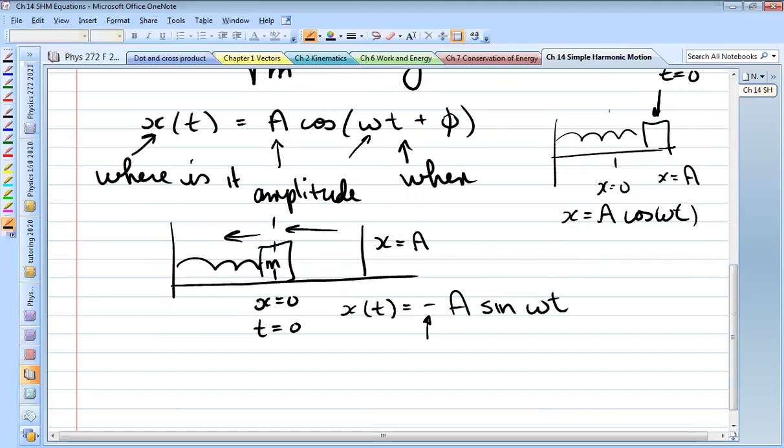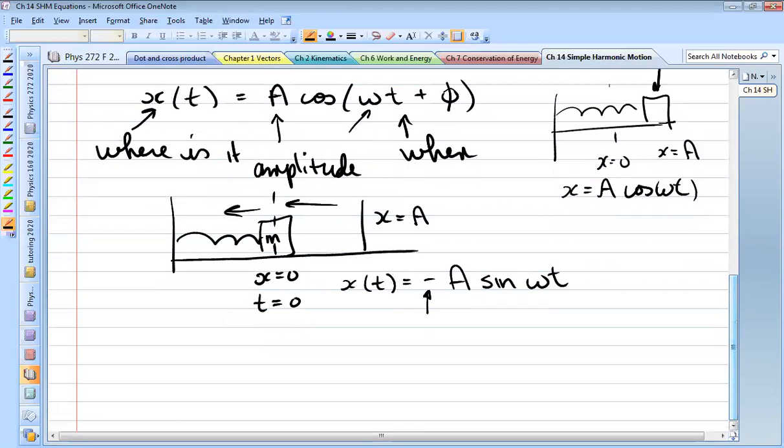And so trying to figure out which function you're going to use for x, it all depends where you start t equals 0. And if you decide to start somewhere else in between, like say you decide to make t equals 0 somewhere in here, well, then you're going to have this phi, this phase constant. That just shifts the function so everything works out to where you hit t equals 0.